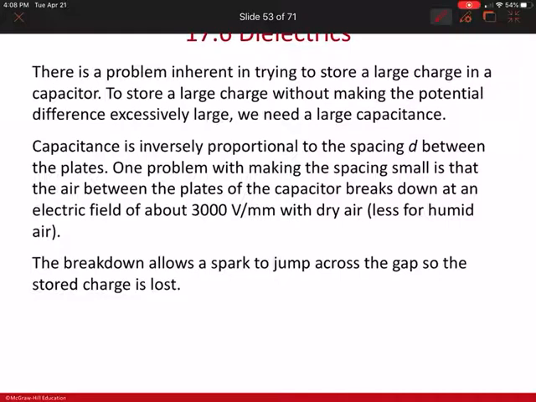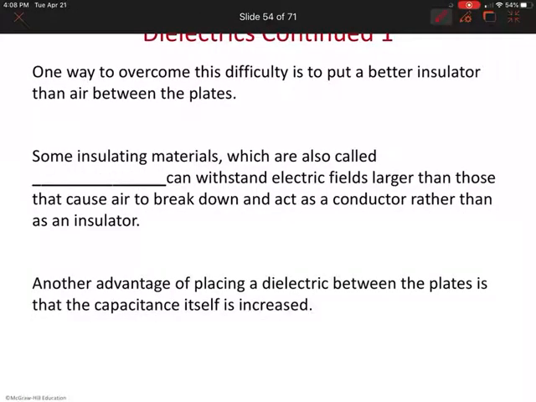because it can begin to break down. Like if you take two charged pieces of metal and you put them relatively close together, those electrons are going to break down the air and jump from one plate to another. So it's going to create a spark. And if we don't want that, then we have to come up with some other kind of insulator than air, which is what a dielectric does.